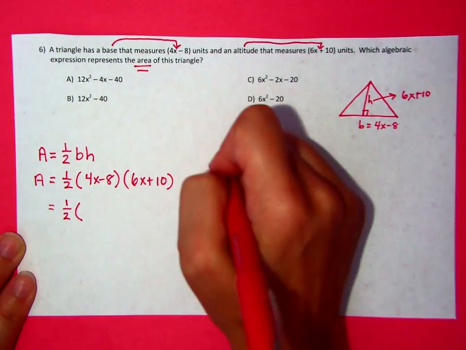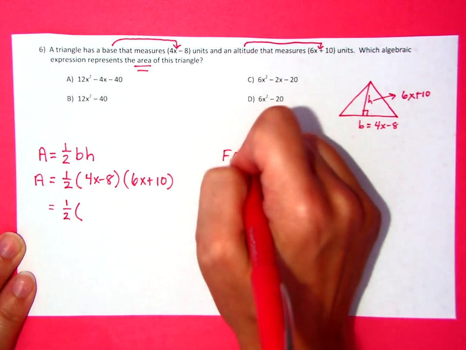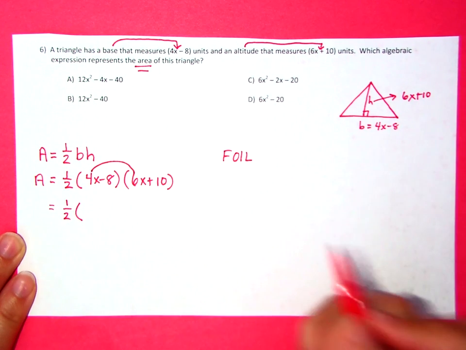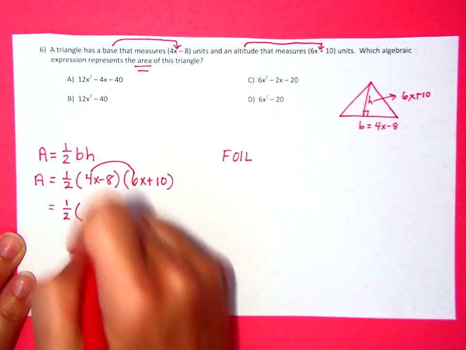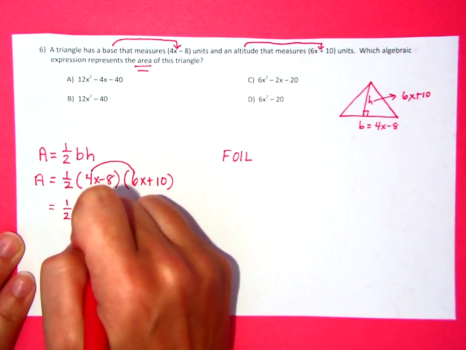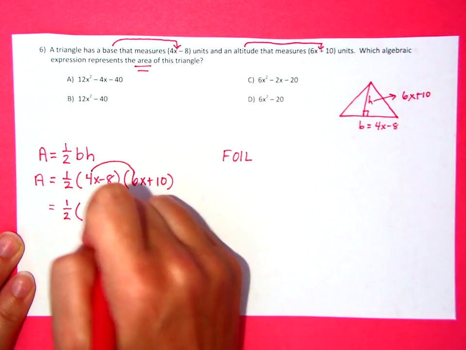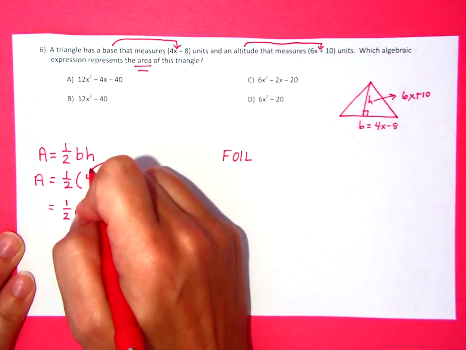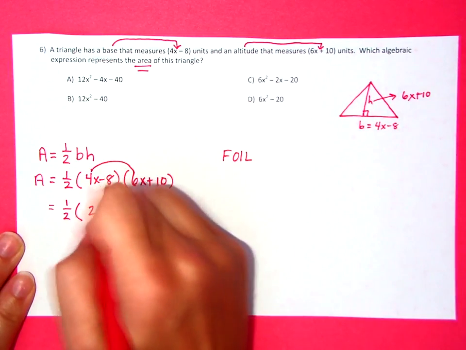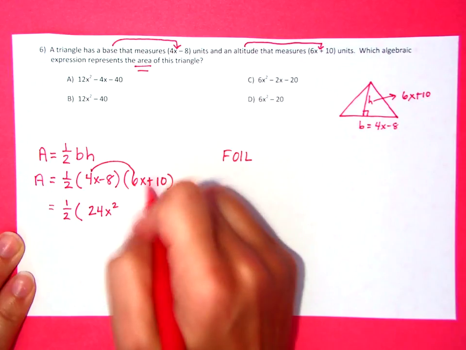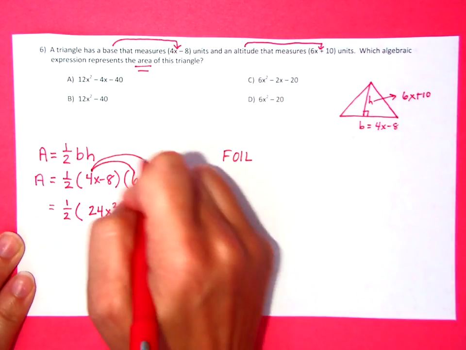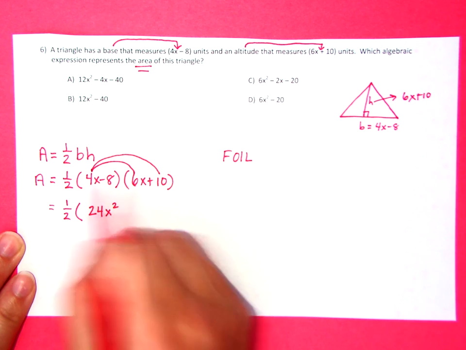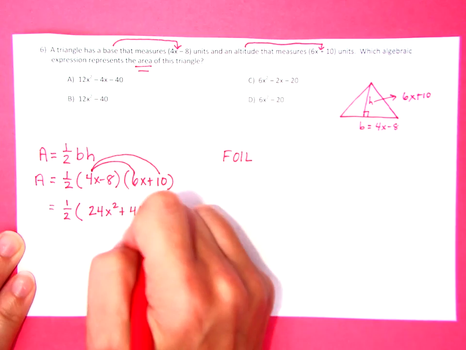When you FOIL, when you multiply a binomial times a binomial, you want to multiply your first terms, the ones in the first position. So we have 4x times 6x, which would be 24, and what's x times x? X squared. Then we want to do the ones in the outside position. So 4 is on the outside position of this parentheses, and 10 is on the outside position of this parentheses, so outside. That gives me 4x times 10. So 4 times 10 is 40 with the x.